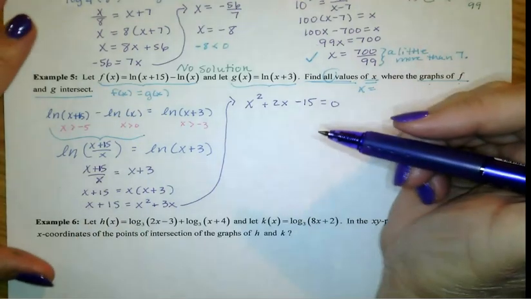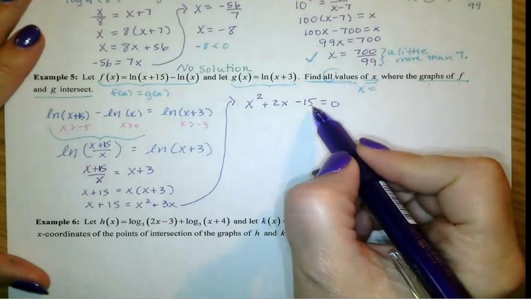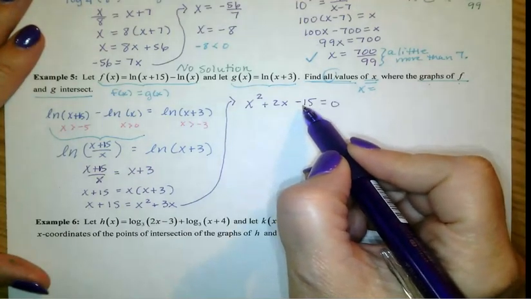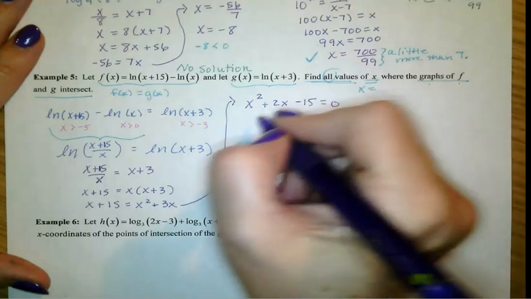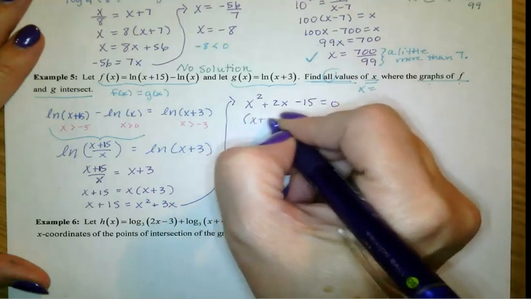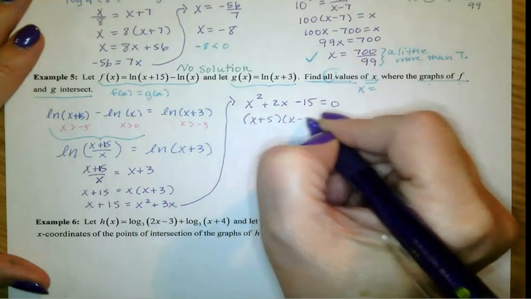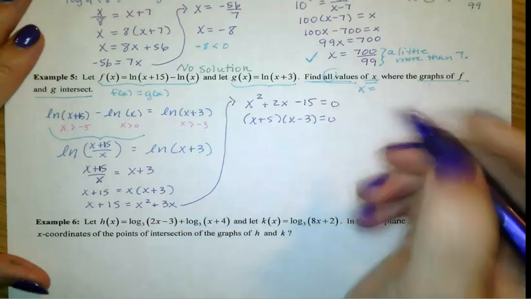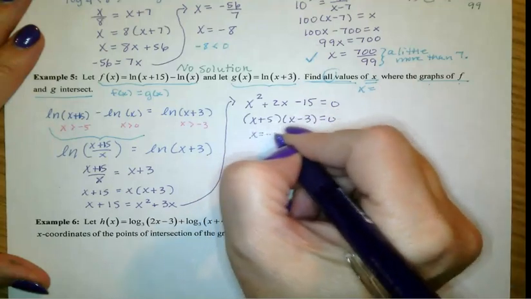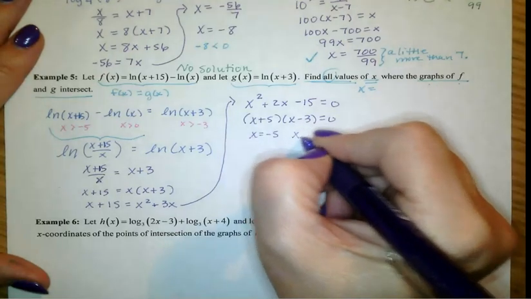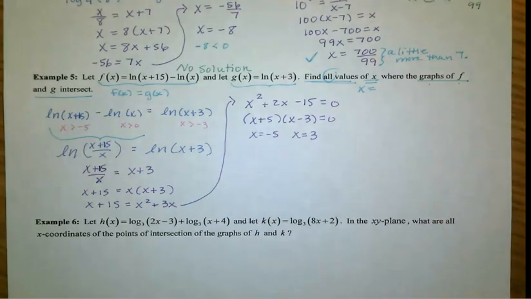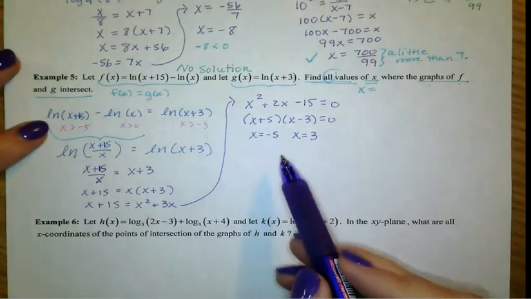So now I know that I should be able to factor. What are the factors of 15 that subtract to give me 2? So that is going to be x plus 5 and x minus 3. So that means I have x equals negative 5 as a possibility and x equals 3 as a possibility. But remember, we're always checking for extraneous solutions.